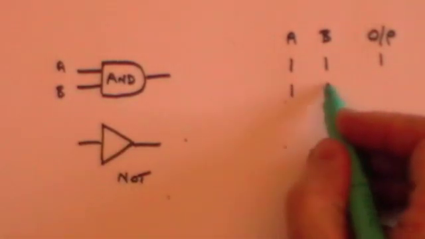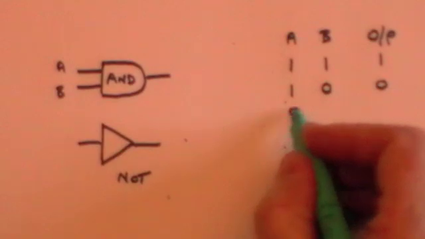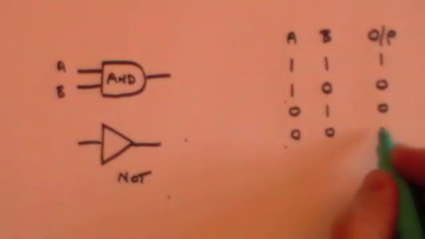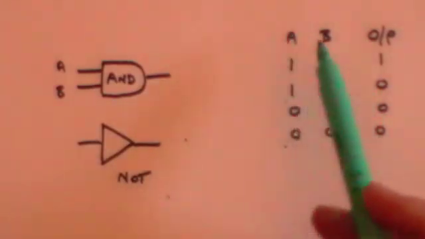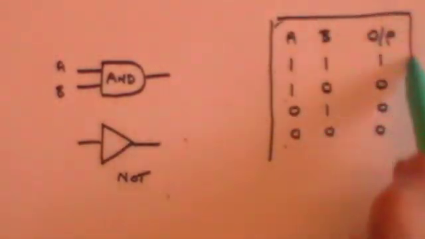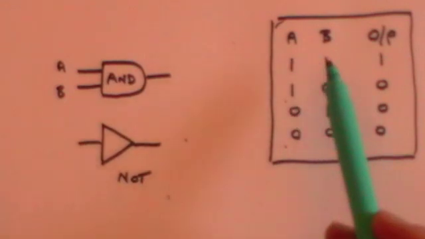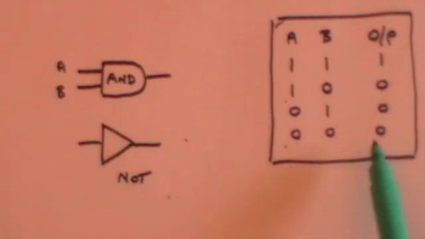But if A has a positive voltage but B doesn't, we want the output to be no voltage. Or vice versa, we still want that to be no output. Or if neither of the inputs has a voltage, we want no output voltage. So remember, the number 1 represents that there is a positive voltage, say 5 volts, and the number 0 means there is no voltage on it. This is what's called a truth table. So this is the truth table for the AND gate. In the AND gate, you only get an output if both the inputs have got a positive voltage on them. Otherwise, you get no output.